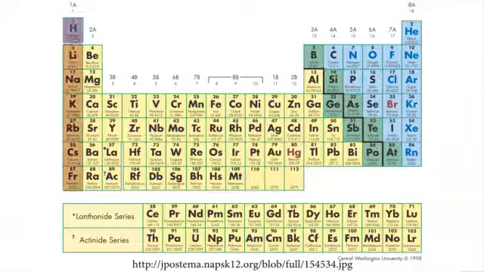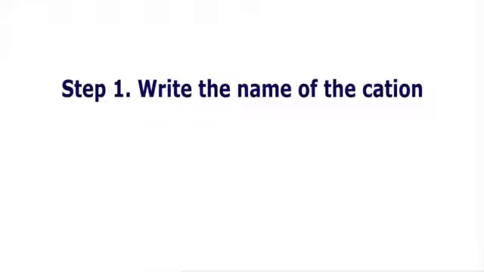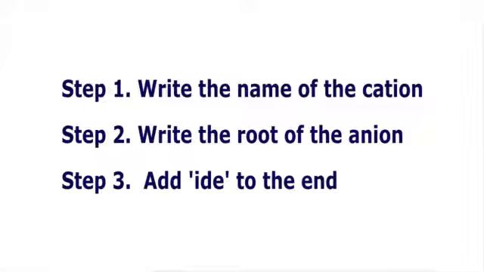Elements in groups 1, 2, and 13 will lose electrons, forming cations. Elements in group 14 can lose or gain electrons, and elements in group 15, 16, and 17 will gain electrons and become anions after bonding. Okay, so let's put some metals and nonmetals together. What do you call these new compounds? Well, there are 3 steps to naming them. Step 1 is to write the name of the cation. Step 2 is to write the root of the anion. And step 3 is to add "-ide" to the end of the root of the anion.